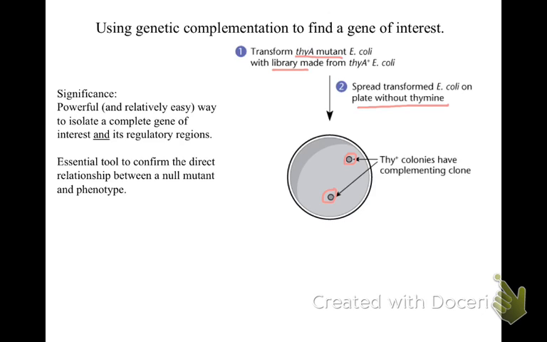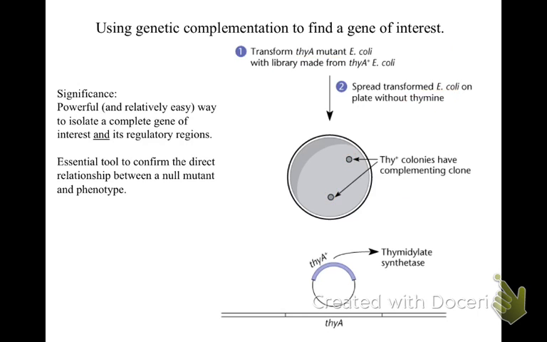Remember, on your library you would probably have some antibiotic resistance, maybe ampicillin resistance, so these would be plates that contain ampicillin and they lack thymine, and your two colonies here would probably contain the gene that you're looking for on a plasmid.